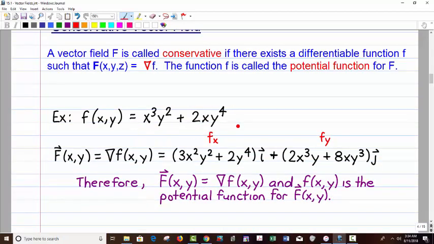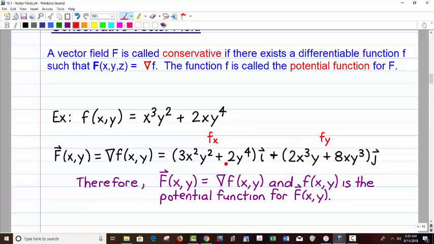So let's look at this one. This one was designed to actually work here for the first one. I'm saying that because I'm making it work: I'm just making up a function and then taking its vector field from it. So take x cubed y squared plus 2xy to the fourth, and I take the gradient of this, which would be the vector field. The derivative with respect to x would be 3x squared y squared plus 2y to the fourth. And with respect to y, bring down the 2, that makes 2x cubed y, plus 8xy cubed j.